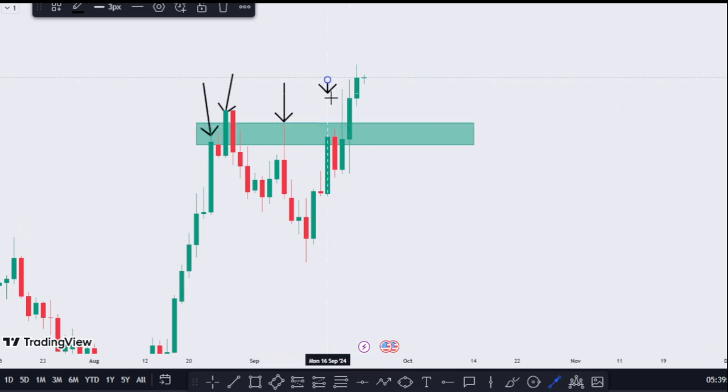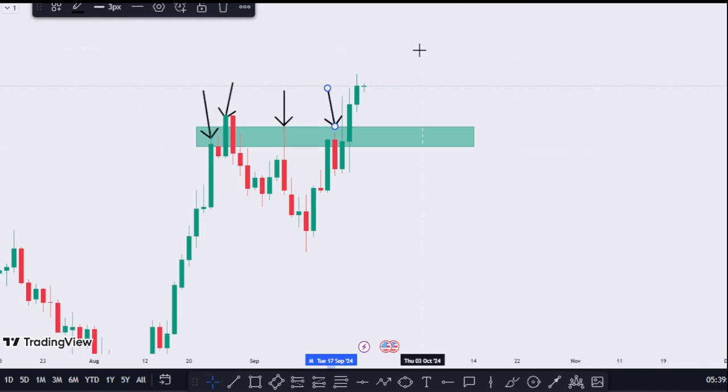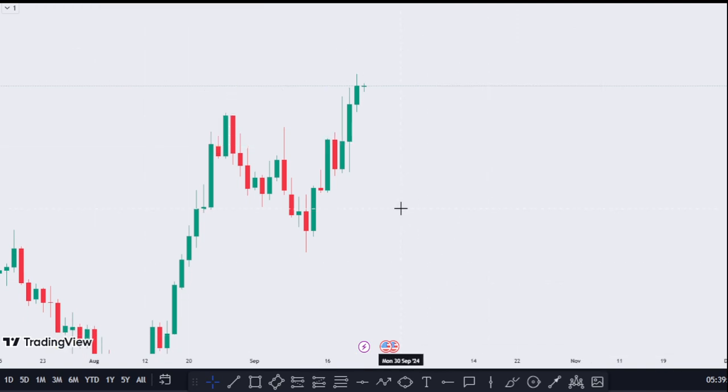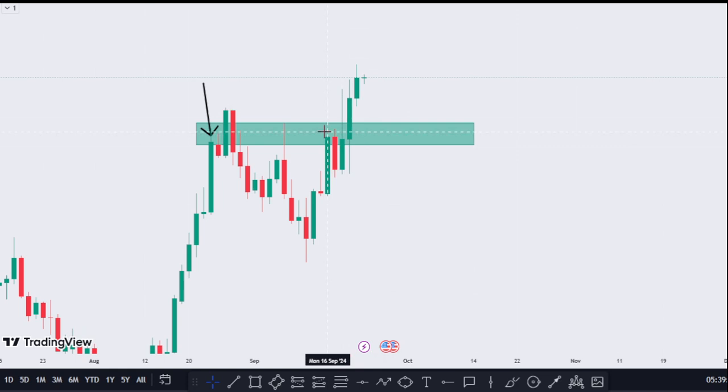Now we have another reaction here. That's a 4th time, which makes this particular zone a valid frequency zone. Now, after that, the next step is to wait for price action to what? To retrace back to this key level zone here. We're expecting the price action to retrace back to this key level zone so that we can take a buy opportunity.